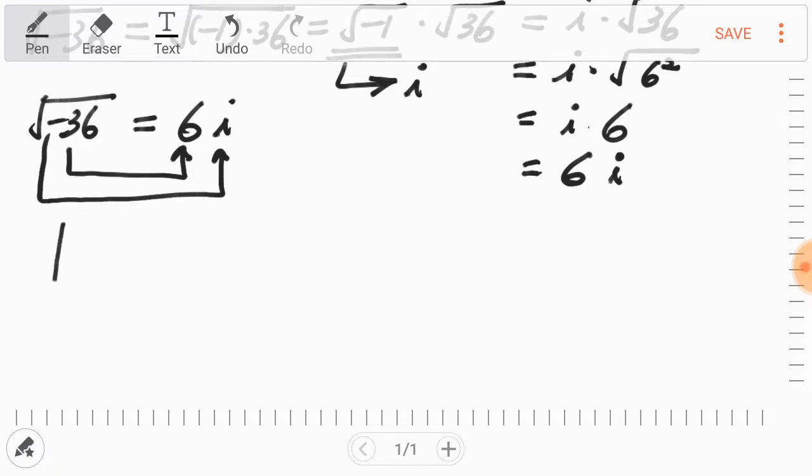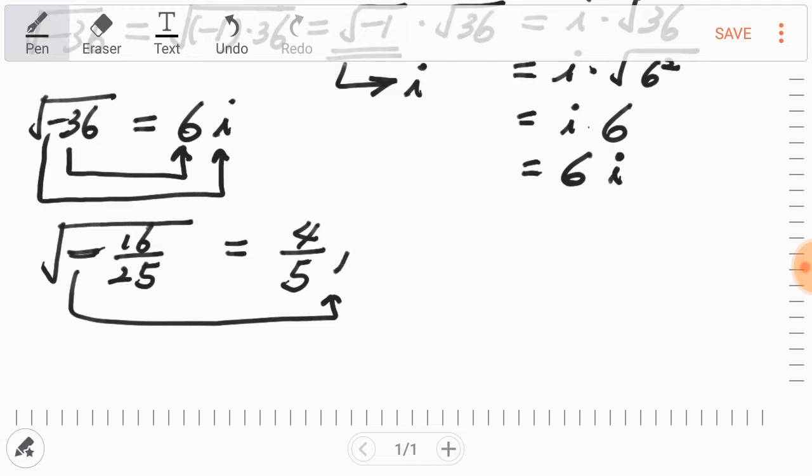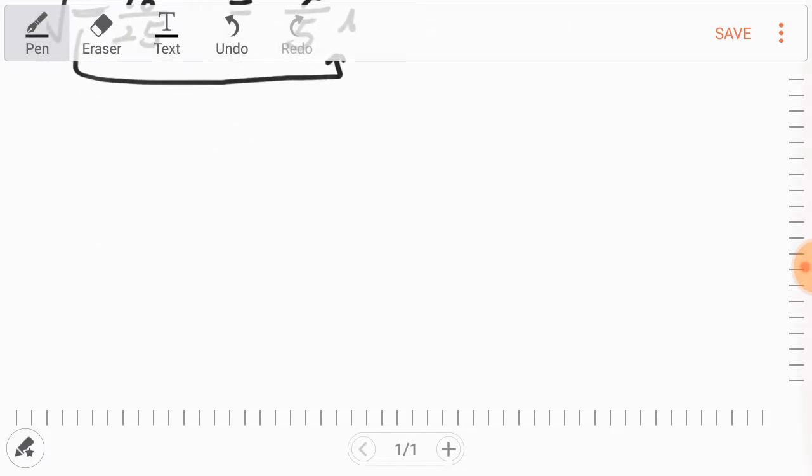Okay, here's another example. Square root of negative 16 over 25. Okay, using the shortcut. 16 over 25 is 4 squared over 5 squared. So can I write it 4 over 5? Yes. How about square root of negative 1? Then this negative 1 becomes what? i. Okay, let's try another one.